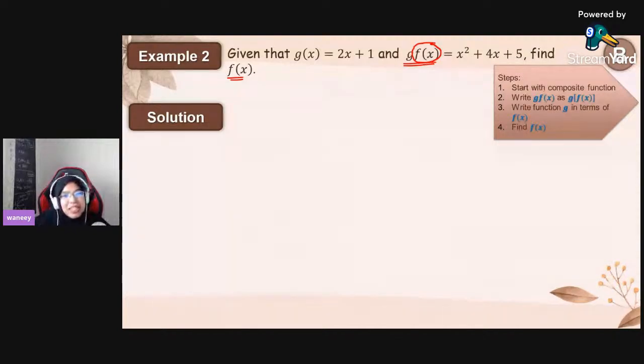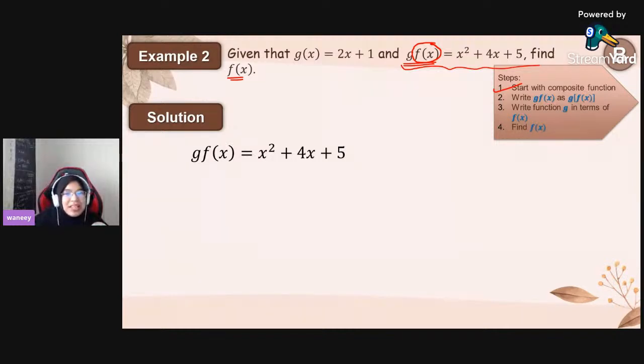Okay, so what do they say over here? Start with the composite function. So where is the composite function? Okay, here it is. We must make sure we start with the composite function. So write down the composite function first. So g(f(x)) is equal to x squared plus 4x plus 5. So that is the first step. You start with the composite function. Done with the first step.